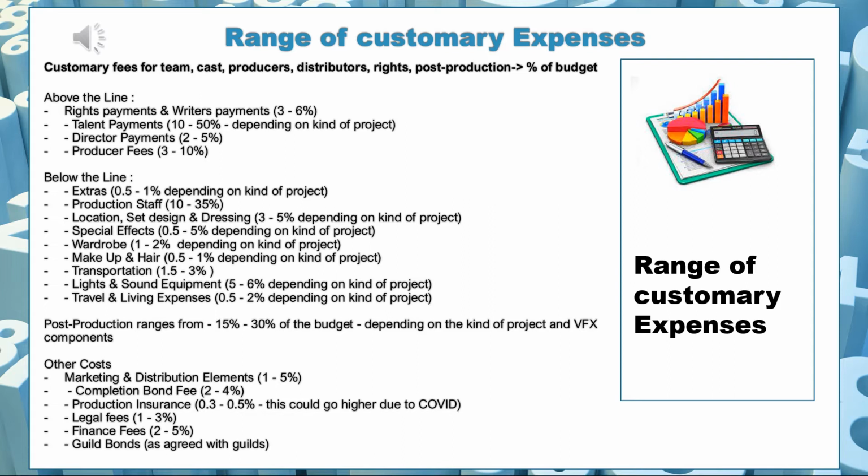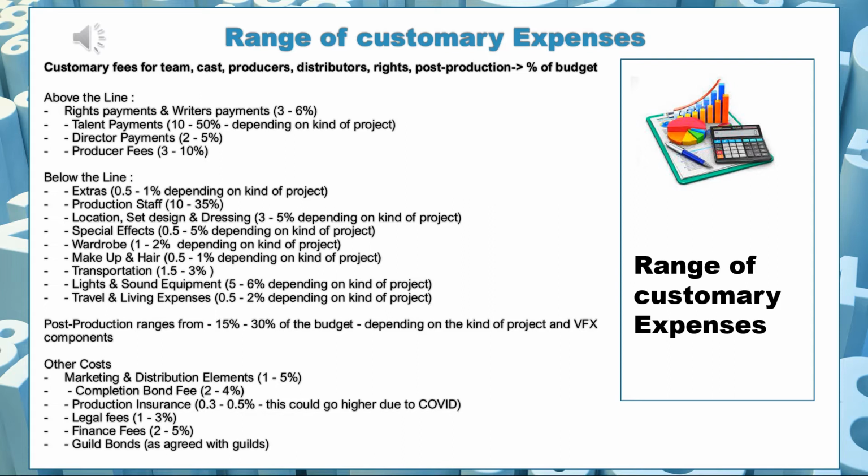Location, set, design, and dressing, 3 to 5%, again, very much depends on the project and the scope. Special effects, I've seen anywhere from 0.5% to 5%, always subject to the kind of project you produce. So if you produce an action-driven thriller, there is a lot of special effects in there potentially, so that would obviously increase this line item. Wardrobe, I've seen from 1 to 2%. Again, I should say here, if it's a period piece or a film even set in the future, like a sci-fi, this could go up.